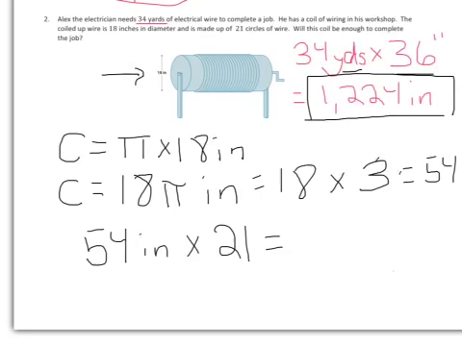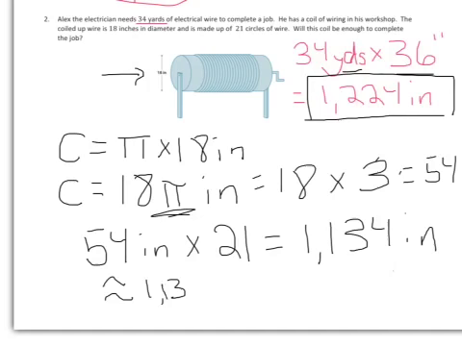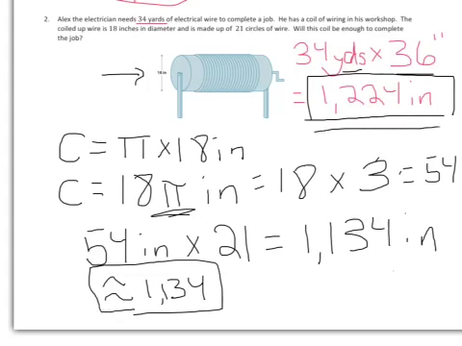So 54 times 21 is 1,134 inches. And because we used pi, we should state all these as about. It's about that much. And even if we use 3.14, I think this number is still going to be less than this number. So, does he have enough coil in his workshop? The answer would be no. Not enough coil.